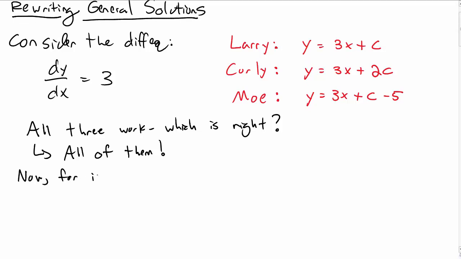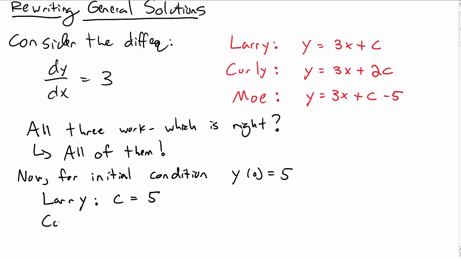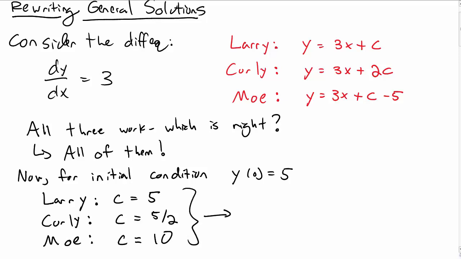Now, what happens when we impose an initial condition? Let's give the initial condition y at x = 0 is 5. Now Larry says that c must be equal to 5 for him. Curly, on the other hand, says no, c is equal to 5/2. And Mo says, of course, both of you are wrong. c is actually equal to 10.